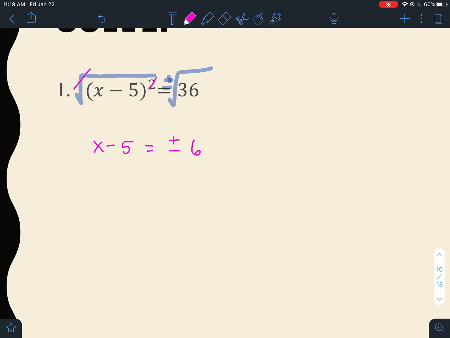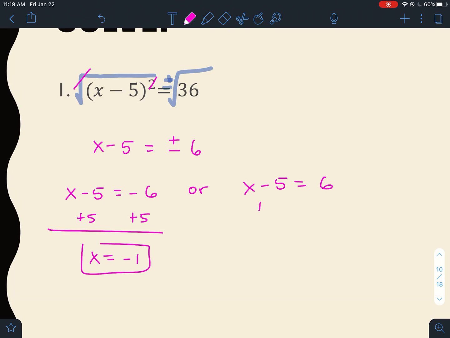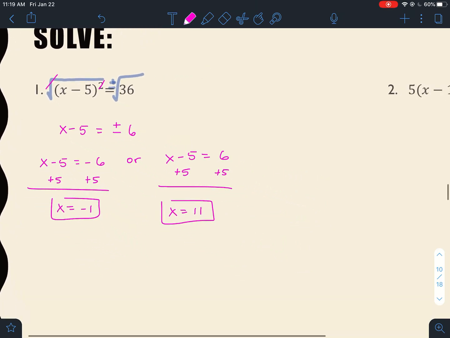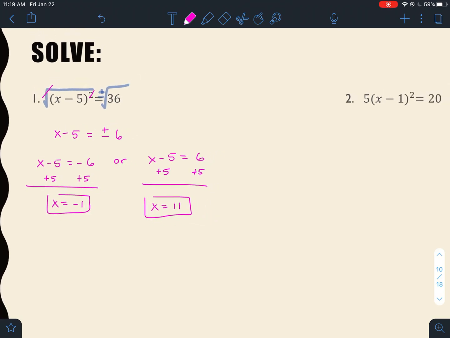Now you're going to set up two equations. X minus 5 is either going to equal negative 6, or x minus 5 is going to equal positive 6. So now we actually have to solve. So we're going to add 5 to both sides. And we get x is equal to negative 1, or add the 5 to both sides, and x is going to equal positive 11. So my two solutions that could work would be x equals negative 1 or x equals positive 11.